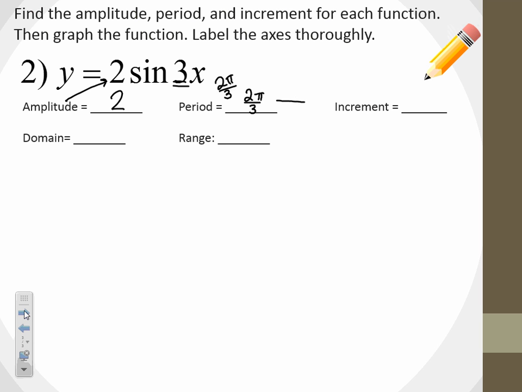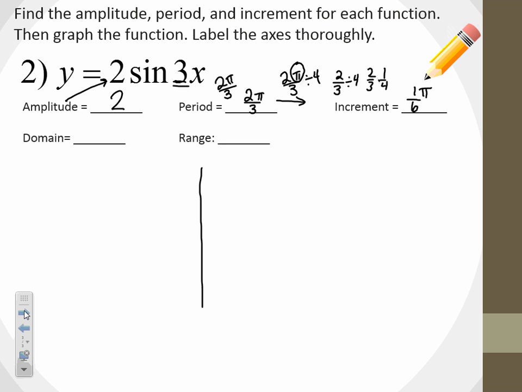So now when I go over to the increment, I have to take 2 pi divided by 3 divided by 4. In essence, I've got to take 2/3 divided by 4. Leave the pi alone. So if I take 2/3 divided by 4, that's the same thing as 2/3 times 1/4. You can type those in your calculator either way. You would get 1/6. And again, that had a pi in it, remember? So 1/6 pi. So that's how we're doing these increments. That's how we're going to count them, okay?